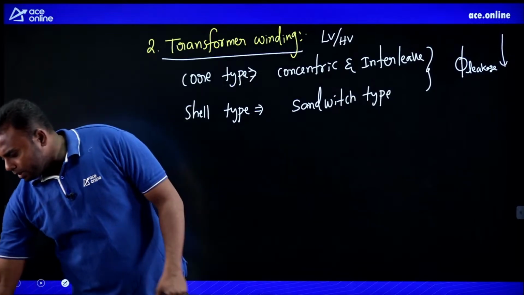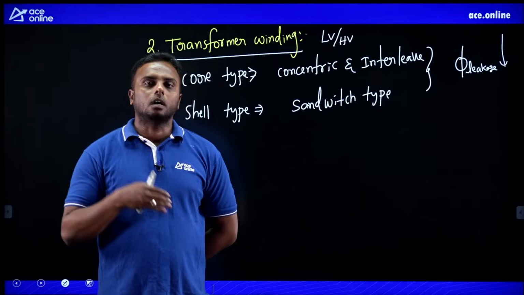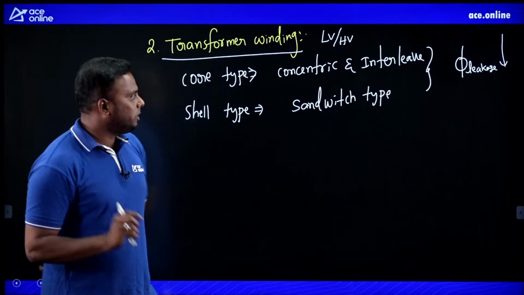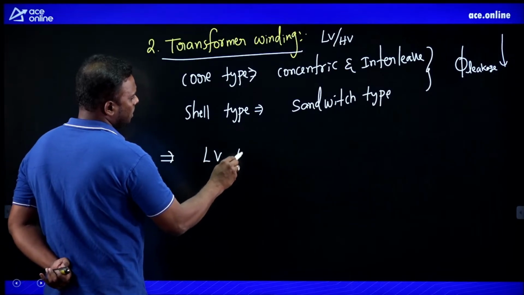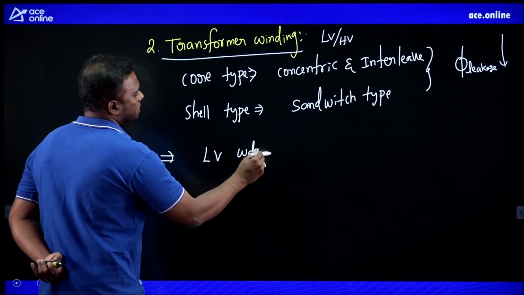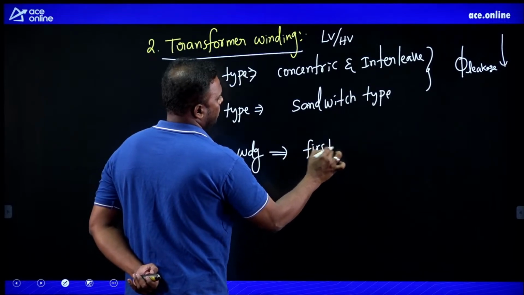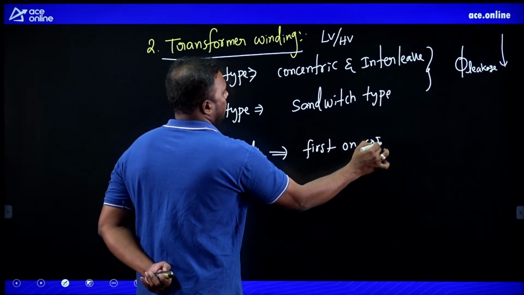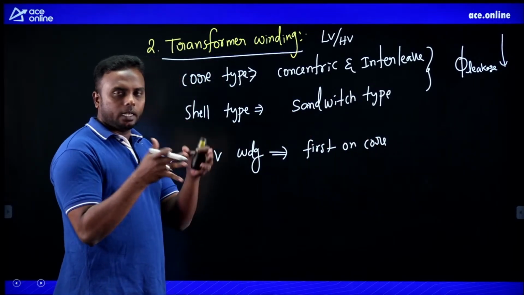Now, which winding is preferred to place near to the core first, or on the core first? Always we prefer LV winding first on the core. LV winding is preferred to place first on the core, and on that again insulation, and on that HV winding we put. First LV winding and then HV winding.